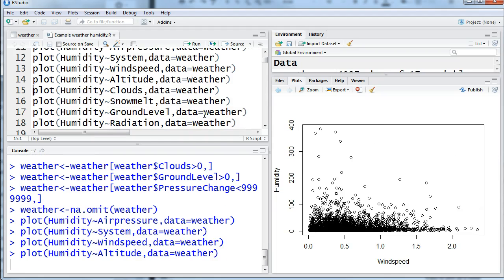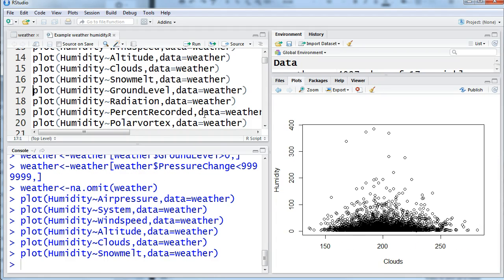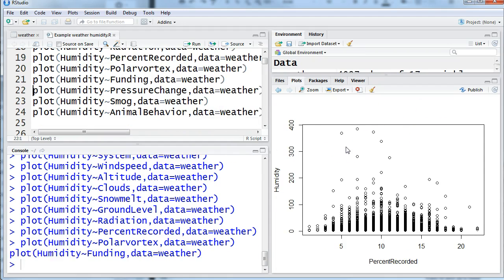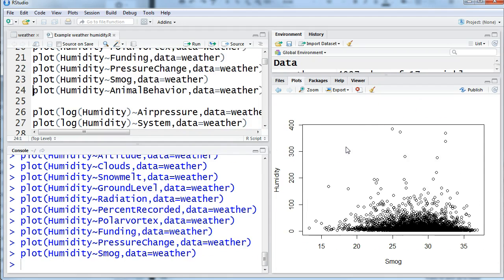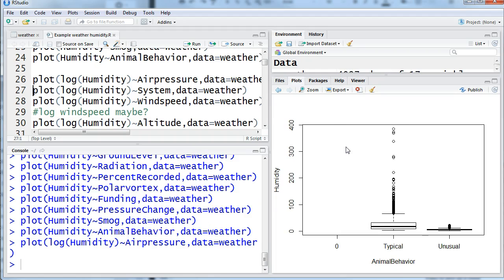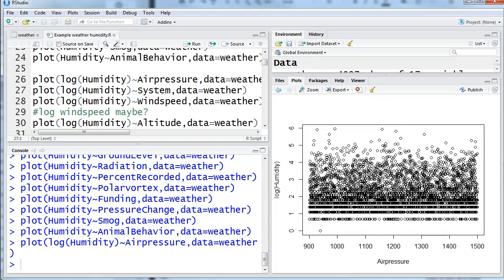Once again, high outliers. Every single one of these plots has these extremely high outliers in the y direction. So that should be a hint that what we really need here is a log on humidity. Let's look at these same plots, but with humidity logged. And we see great improvement in the outliers. It still does seem a little skewed, and it will.